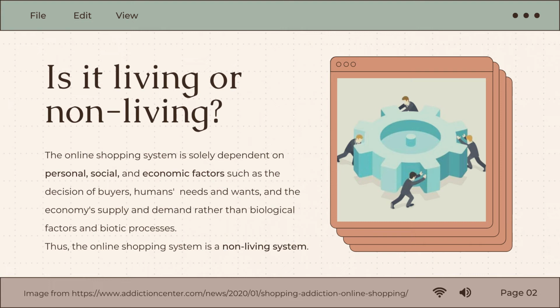Although the generality of the parts of this system consist of humans, it does not mean that it is a living system. Why is it a non-living system? Online shopping system is affected by the decision of buyers. Therefore, it is mainly driven by socio-economic factors, not biological ones. The system has nothing to do with biotic processes such as energy production, energy consumption, etc. Rather, it is more on transporting products because of humans' demand and needs.